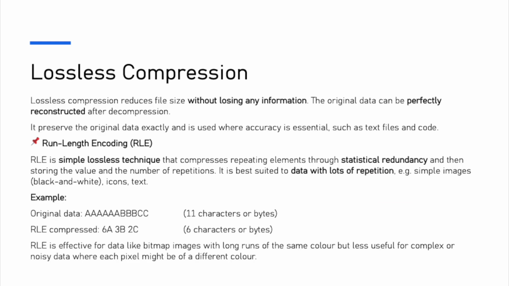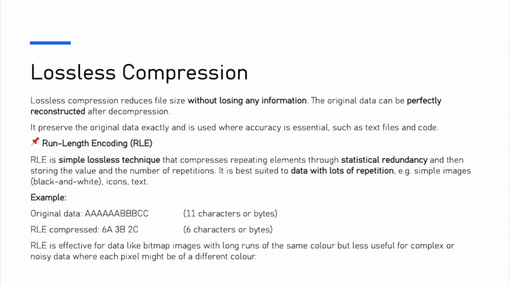Let's look at lossless compression. Now, lossless compression reduces the file size without losing any information. The word lossless means that you are not losing anything. The original data can then be perfectly reconstructed after decompression. So it preserves the original data exactly and it's used where accuracy is essential, such as when we want to transmit text files or code. You don't want to lose pieces of writing or code because that can lead to errors.